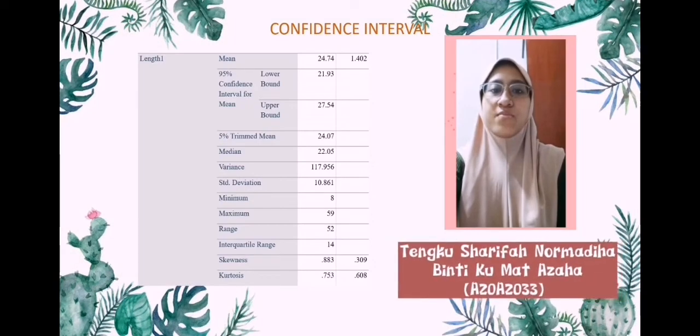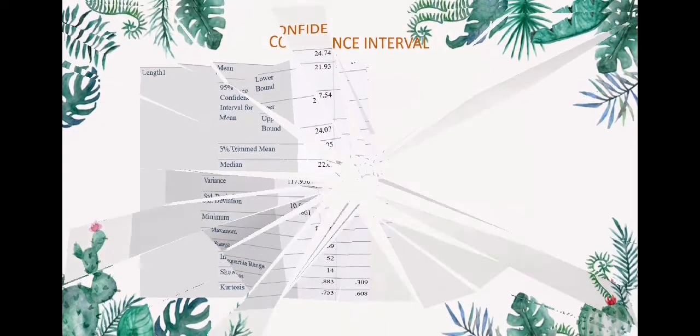Last but not least, I will present a confidence interval. Of the variables, I choose length 1 to describe. For length 1, the mean is 24.72, while the difference between the upper and lower limits is 5.61. The confidence interval for the mean has lower and upper limits of 21.93 and 27.54.